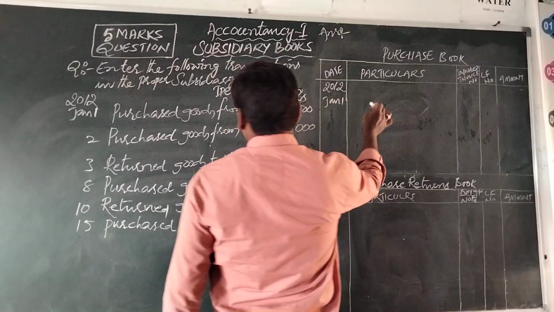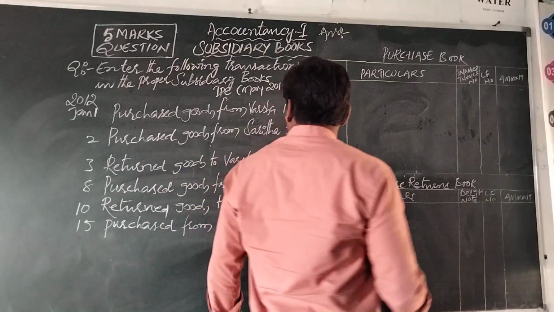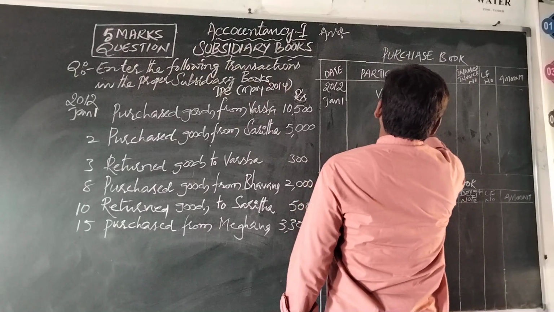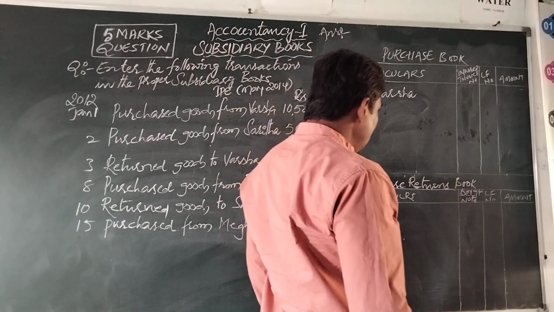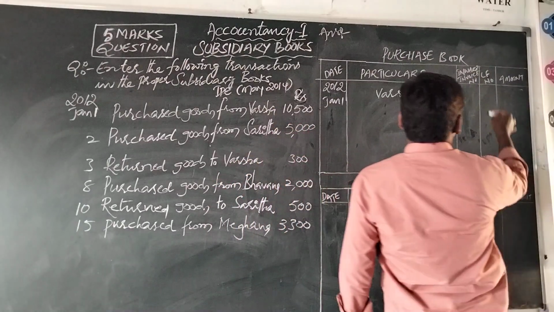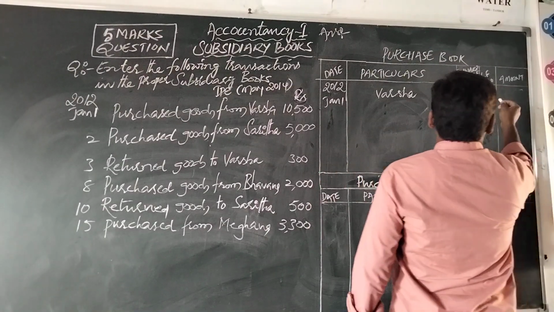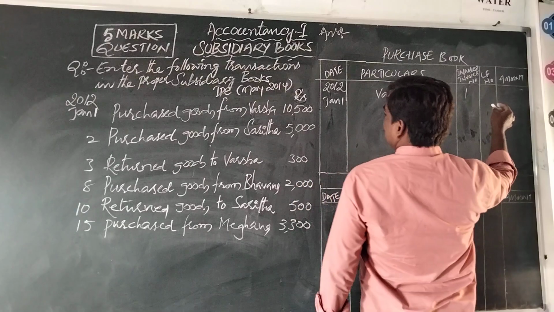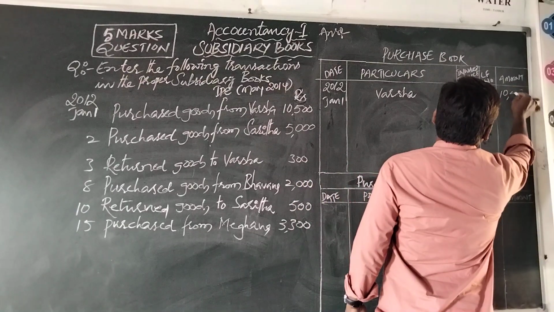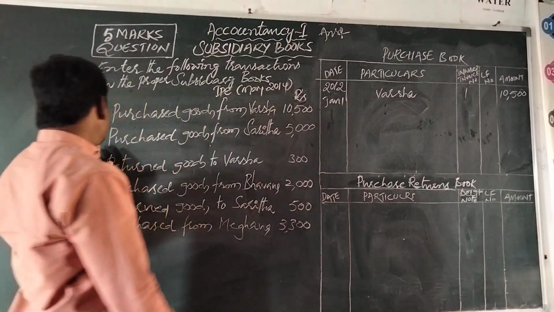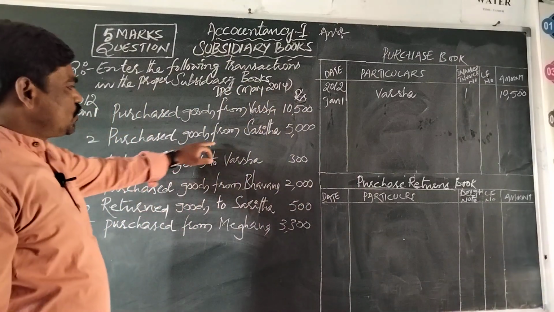Here you must not use "to" or "by"; you just write the name of the person, Varsha, from whom we purchased the goods, and an imaginary or assumed number, that is 1, as the inward invoice number. The LF number we can't use here, and the amount is rupees 10,500. Like this we write.